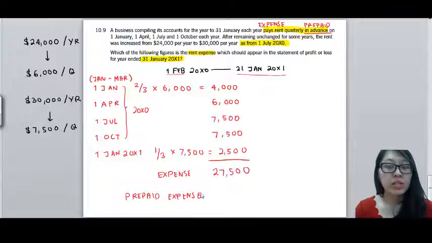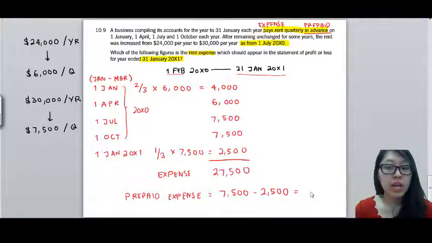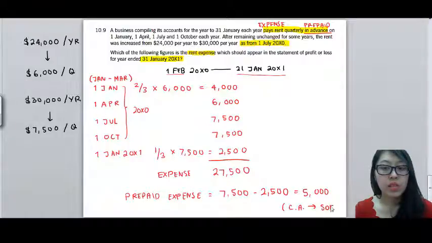Now if the question had also asked, what is the prepaid expense figure? Then the prepaid expense will simply be the deduction from how much we have already paid and how much we have already recognized as incurred. So in this case, we have paid a total 7,500, but 2,500 is already incurred. The rest is still prepaid. So this is $5,000 and will be shown as a current asset in the statement of financial position.